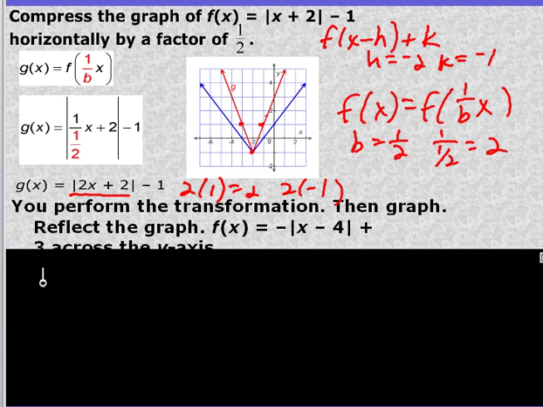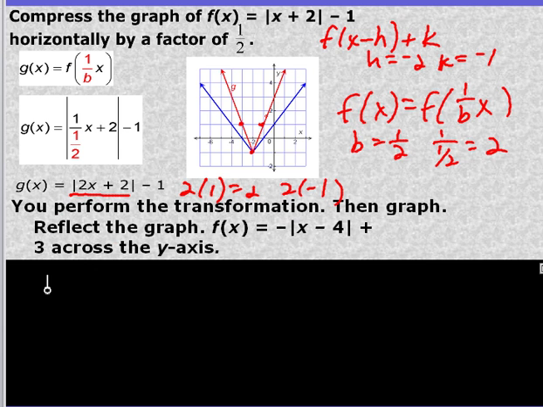All right, here's one for you to try. Reflect the graph of f(x) = |-x - 4| + 3 across the y-axis. So be careful because we have a reflection already, so you're going to reflect the reflection. All right, so that concludes transforming absolute value functions. Please bring questions to class, and this is your homework.